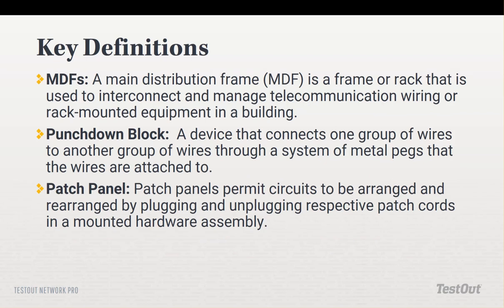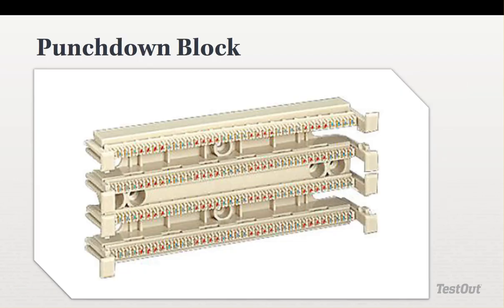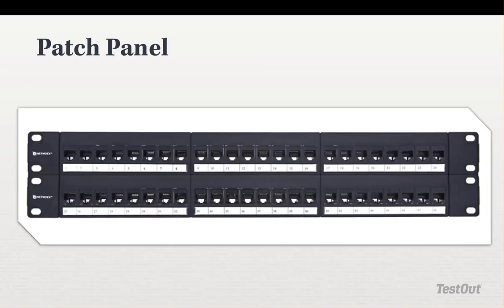MDF is your main distribution frame. That's where all your equipment is, where your demarc is, and everything goes into there. Then you may have some IDFs in separate buildings. Punch down block, and you'll see a picture of that in a second, and a patch panel. The punch down block is normally on the back of a patch panel, but doesn't have to be. This is a separate punch down block over here, and this is a patch panel. And the patch panel is where you actually connect Ethernet devices through a patch cable to the actual patch panel.